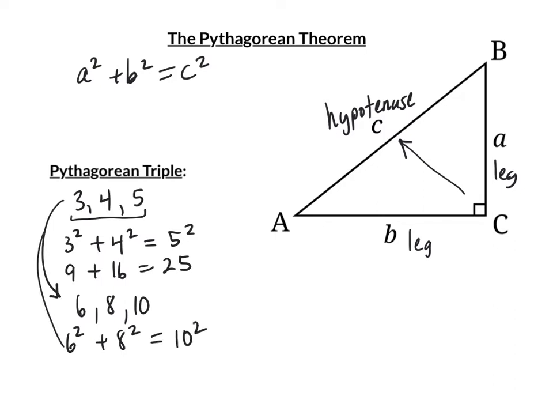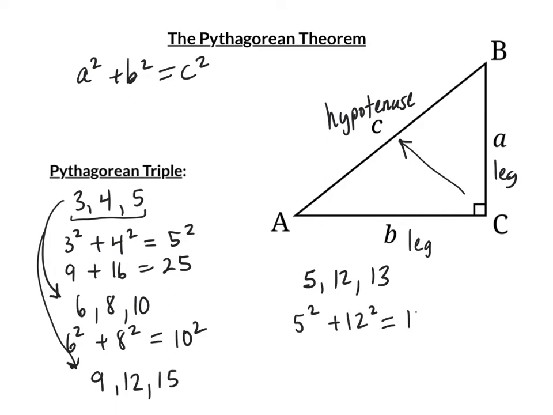You could multiply them all by 3, and that would be a 9, 12, 15. That will also work in the Pythagorean theorem, but they don't have to be in that ratio. There are lots of others that work. For example, a 5, 12, 13 is a Pythagorean triple because 5 squared plus 12 squared is equal to 13 squared. 25 plus 144 is equal to 169.